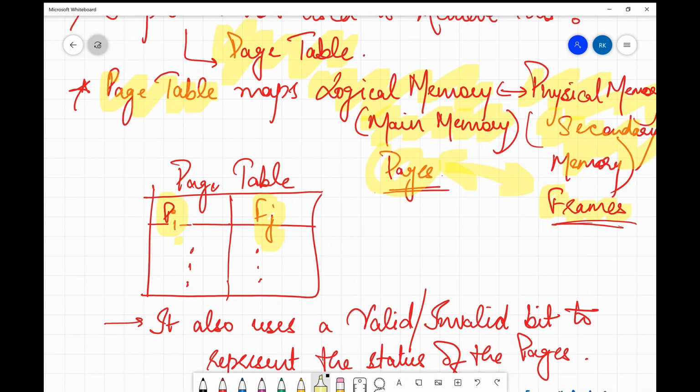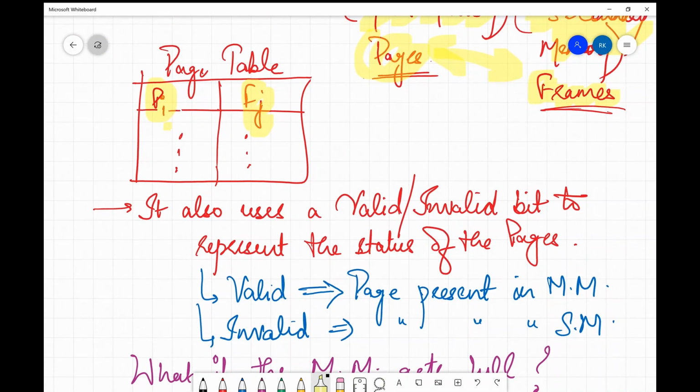Now there is one additional thing over here, which is that the pages also have a valid or invalid bit along with them. Every page has a valid or invalid bit. This is just one bit which is either 1 or 0. Now 1 represents valid, 0 represents invalid.